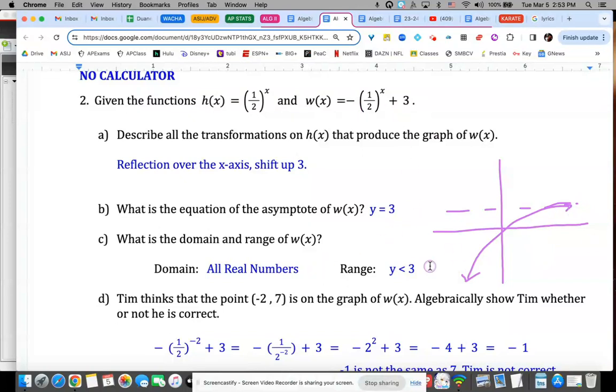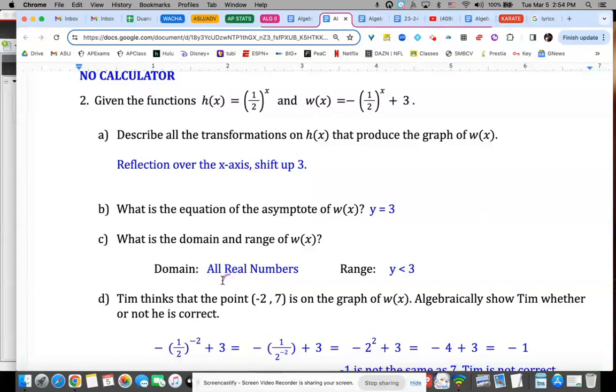So left and right, it goes on forever, but the range, the y values, you can see since the asymptote is at 3, it's never going to cross 3. It's going to get really, really close to 3, but it'll never cross it. And then in the other direction, it goes down to negative infinity. So we say y is less than 3. That's the y values.